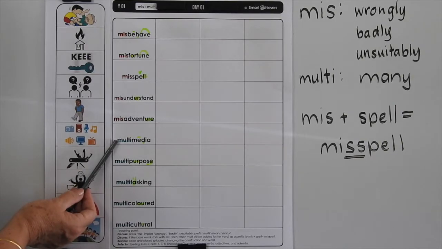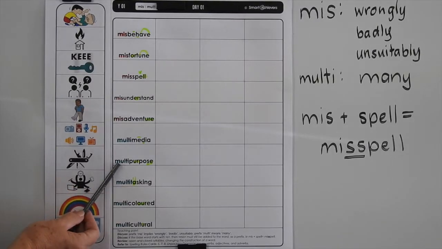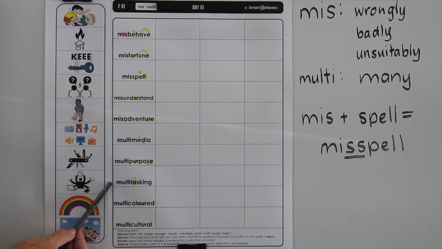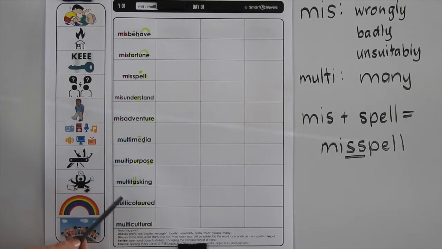Multimedia means the use of more than one medium of content form. So it could be visual, auditory, tactile, etc. Multi-purpose means having more than one objective or function. Multitasking is dealing with more than one task at a time. Multicoloured is having many colours. And multicultural means representing the customs of a variety of peoples or societies.